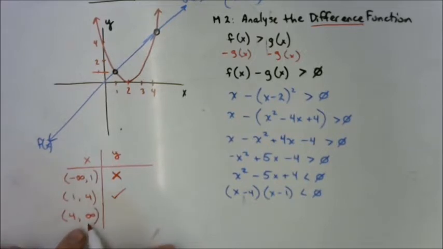And then we'll go from 4 to infinity. Let's pick 5. I get positive. 5 minus 4 is positive. 5 minus 1 is positive. Positive times positive is a positive, so that doesn't work.